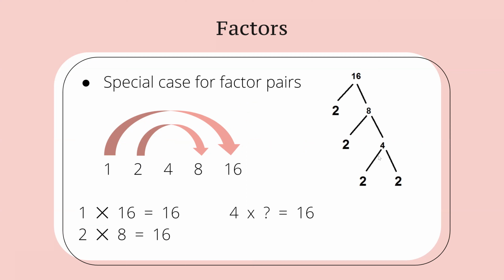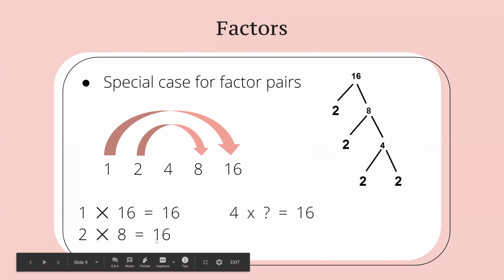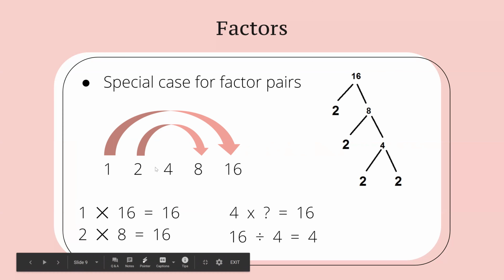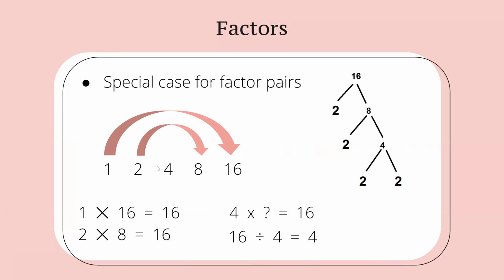Here's a special case for factor pairs. Remember that they have to be pairs, so 1 times 16 is 16. 2 and 8 multiplied together make 16. Here we have 4 by itself. It does not look like there are any other numbers to compare with, but we can still find out what that number is by division. 16 divided by 4 is 4. So the factor pair of 4 is 4. But remember, when listing out the factors of a number, we do not repeat the numbers. That is why there is no pair shown in the list.